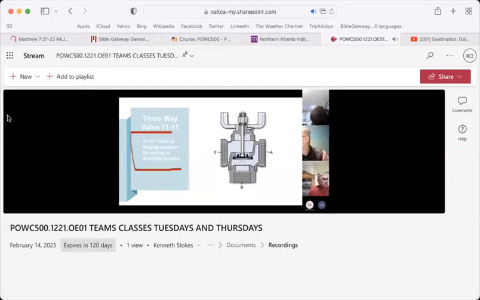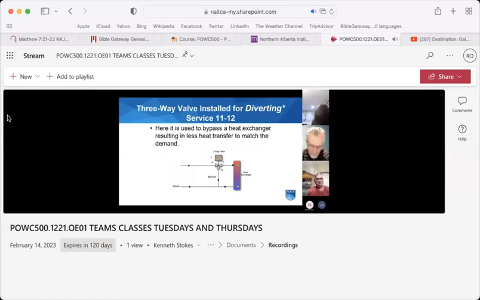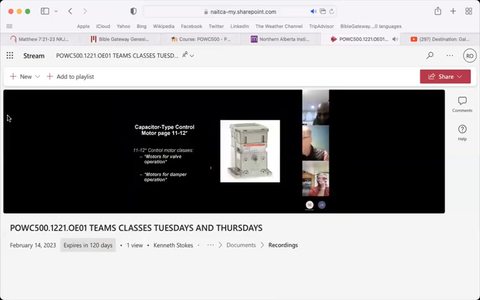11-11 describes three-way valves that are used for mixing or diverting service. And this is an example of mixing, bypassing the boiler and mixing to get a required temperature. Here is a three-way valve installed for diverting service. So we have a supply going through a heat exchanger, but when things get hot enough, we initiate a power supply to a three-way valve and bypass the flow, so there's no heating.